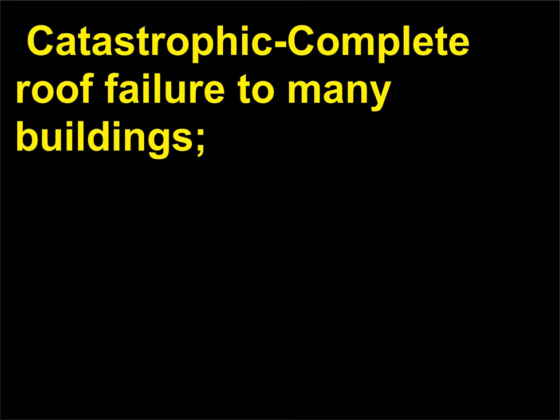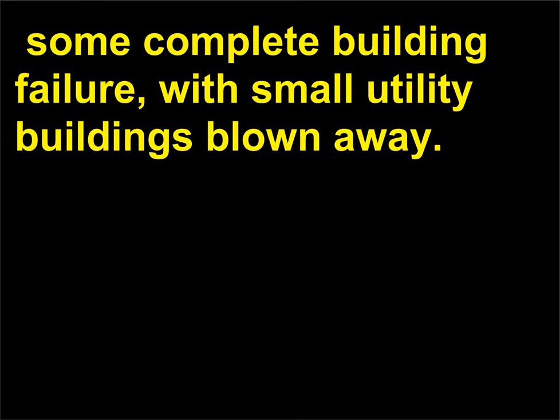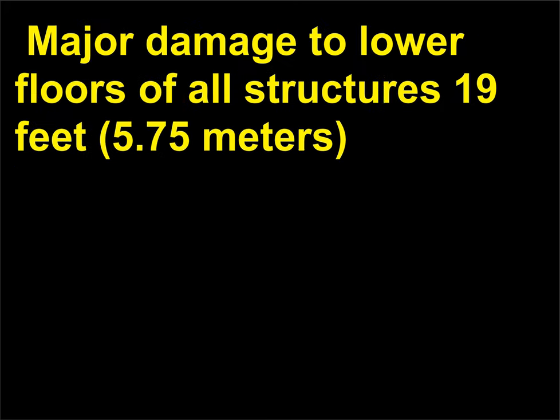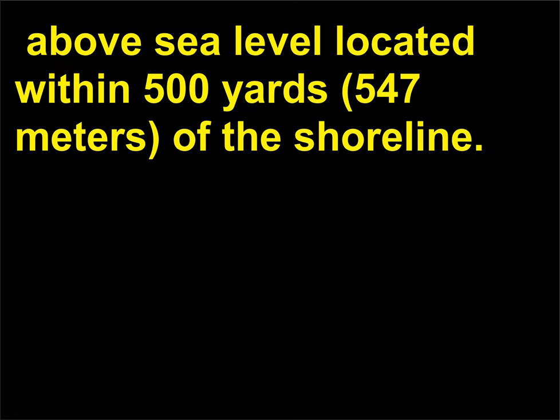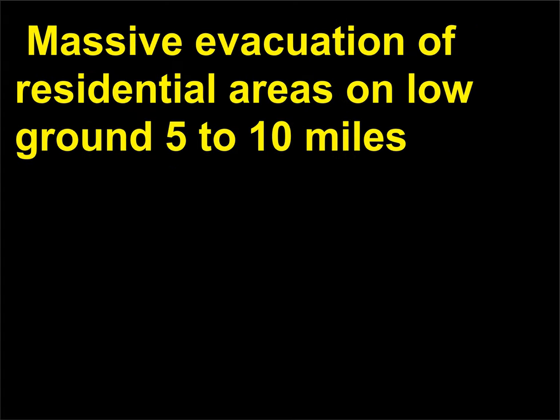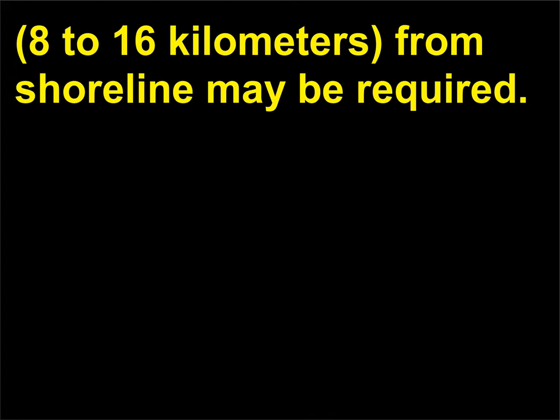Catastrophic: complete roof failure to many buildings. Some complete building failure, with small utility buildings blown away. Major damage to lower floors of all structures 19 feet, 5.75 meters, above sea level located within 500 yards, 547 meters, of the shoreline. Massive evacuation of residential areas on low ground 5 to 10 miles, 8 to 16 kilometers, from shoreline may be required.